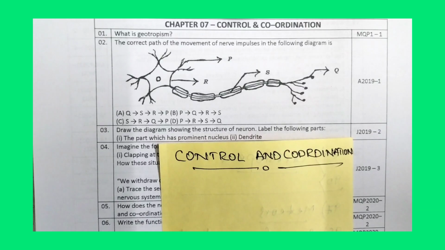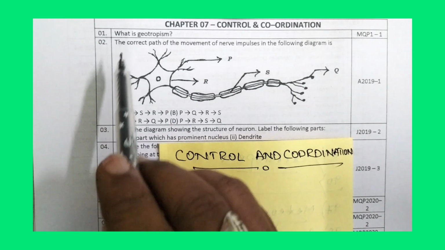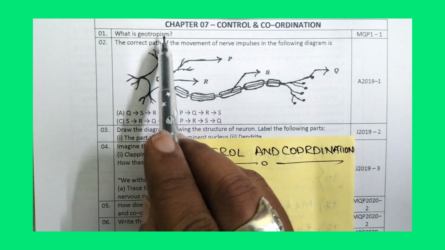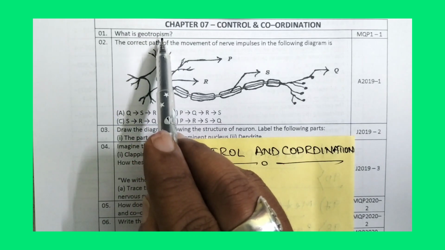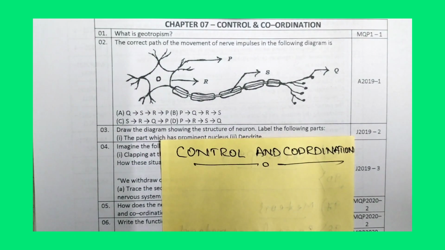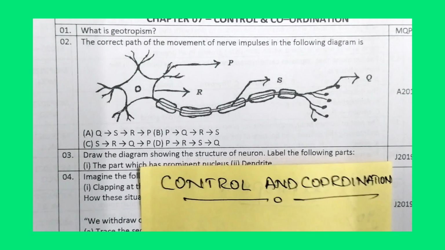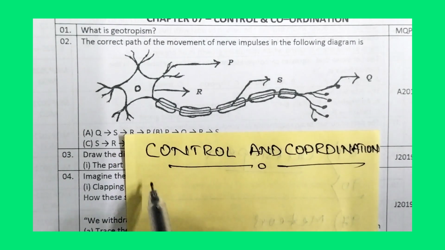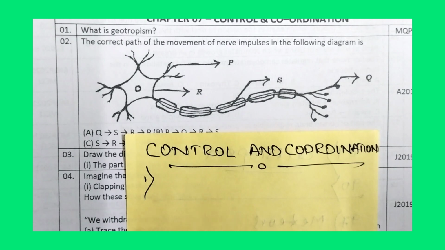Thank you. In this video, we are going to answer the biology chapter Control and Coordination, previous year question papers. In this paper, the first question is: what is geotropism? So now let us answer this first question.